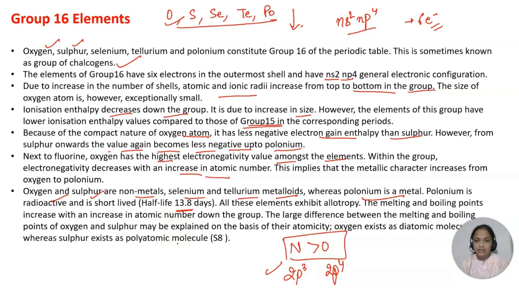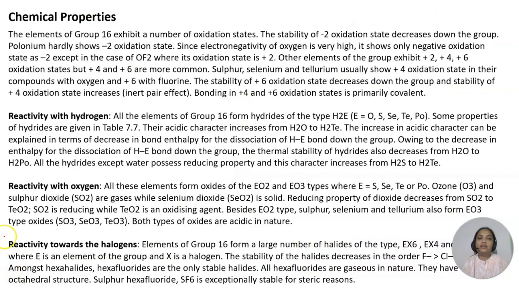All these elements exhibit allotropy, which means they exist in different forms. For oxygen we have oxygen gas, dioxygen, then we have ozone, right? Sulfur also exists as monoclinic and rhombic sulfur. So these are allotropes. Melting and boiling points increase with increase in atomic number down the group. Oxygen exists as a diatomic molecule, sulfur exists as a polyatomic molecule, S8. Now let us talk about the chemical properties.